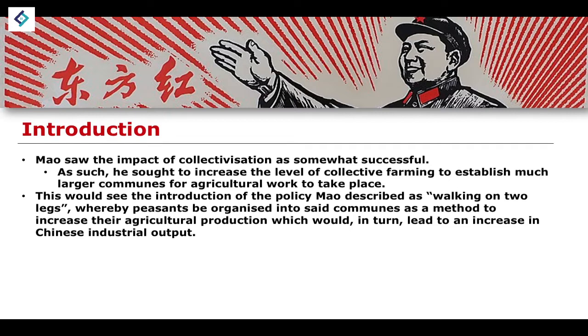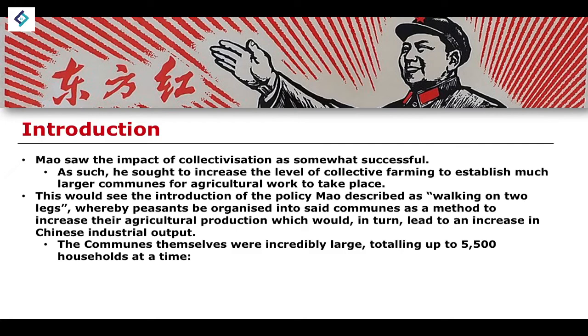Now, these communes would be used as a method to increase agricultural production, which would increase industrial output in conjunction with the five-year plans that we'll look at in future lessons, and should therefore create greater economic prosperity for the state. Now, the communes themselves, known as the people's communes, were huge.